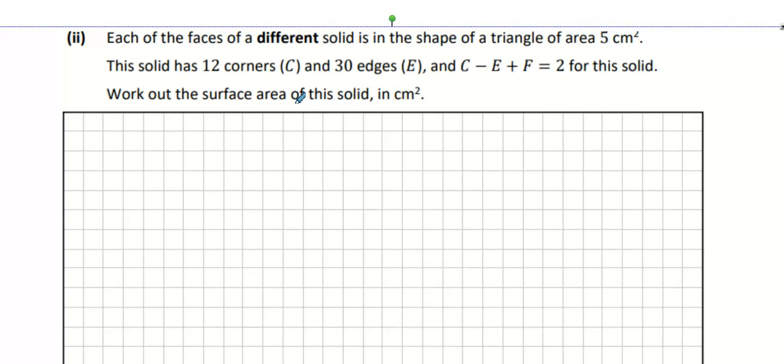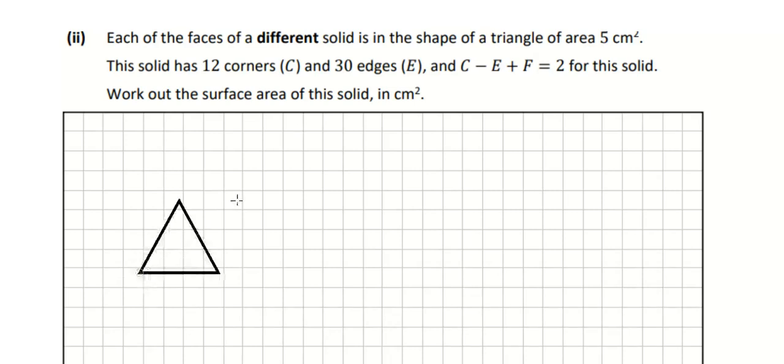Each of the faces of a different solid is in the shape of a triangle of area 5. It has 12 corners, 15 edges, and find the surface area. Okay, so here's the deal. Do you know these triangles? I can make a couple of shapes out of triangles. Do you get what I'm saying?